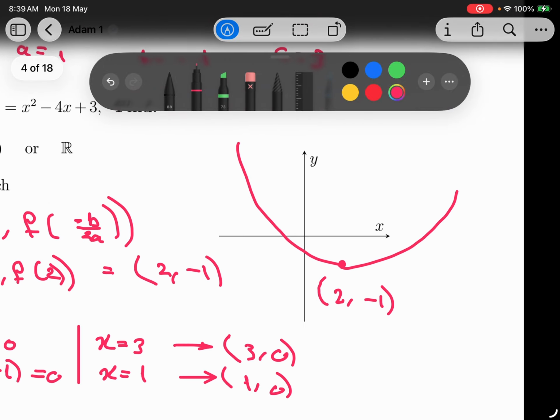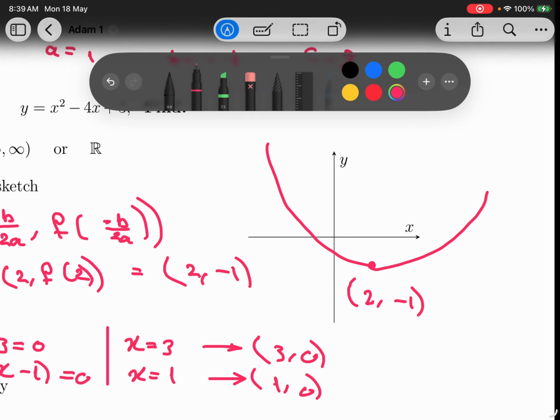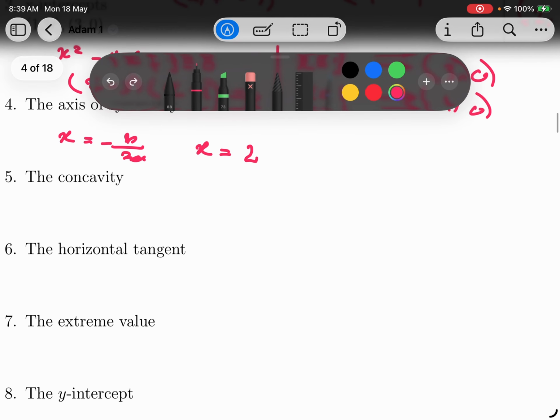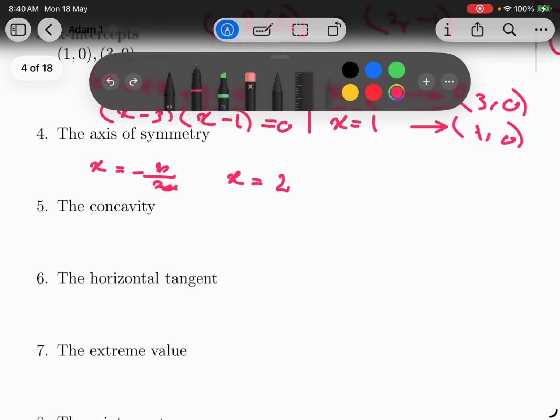And if we look at this, guys, you can easily find that the line passes through this point, this vertical line splits this parabola into 2 identical parts. So it will be x equals 2, which is the x coordinate of the vertex.